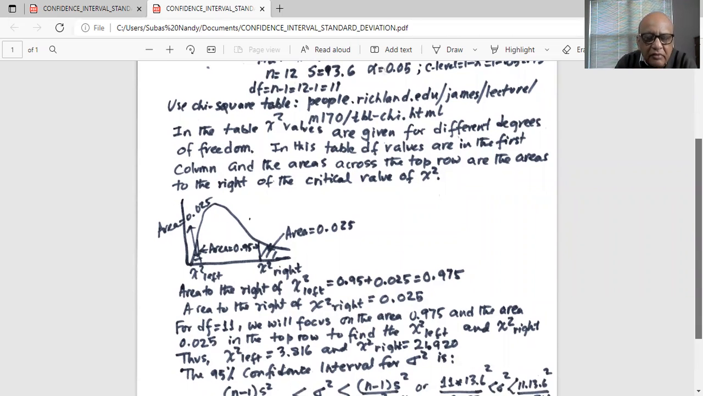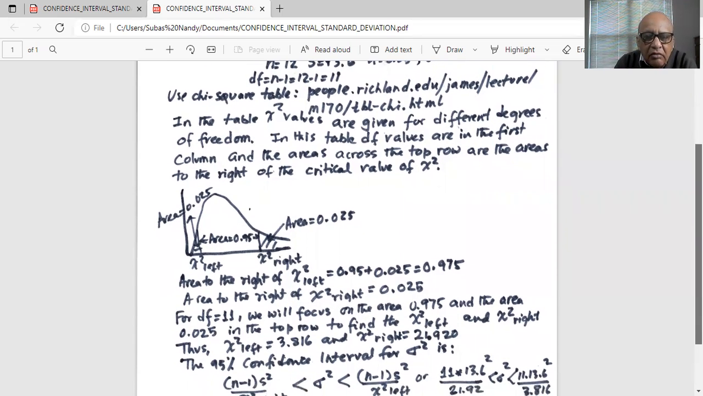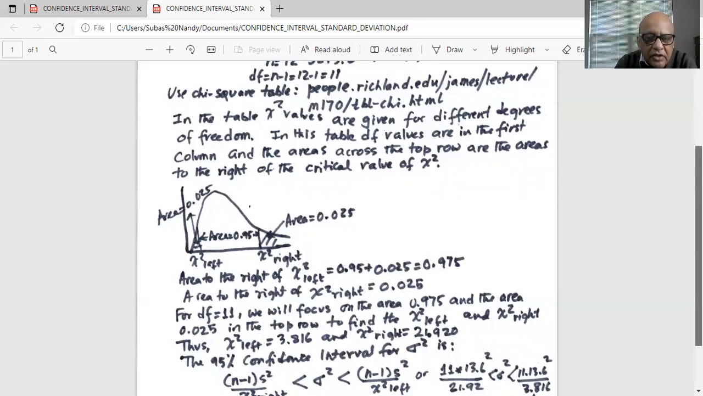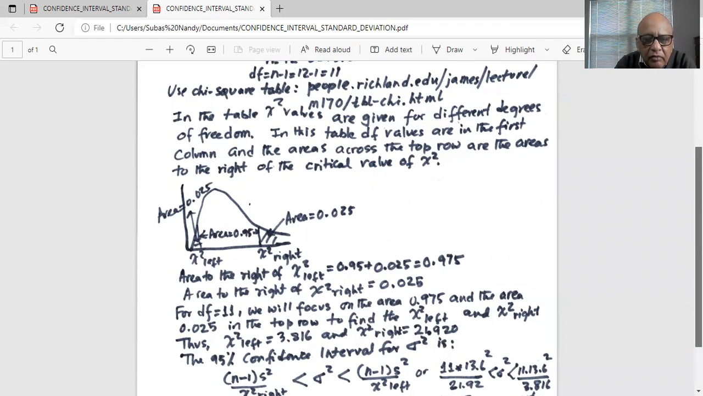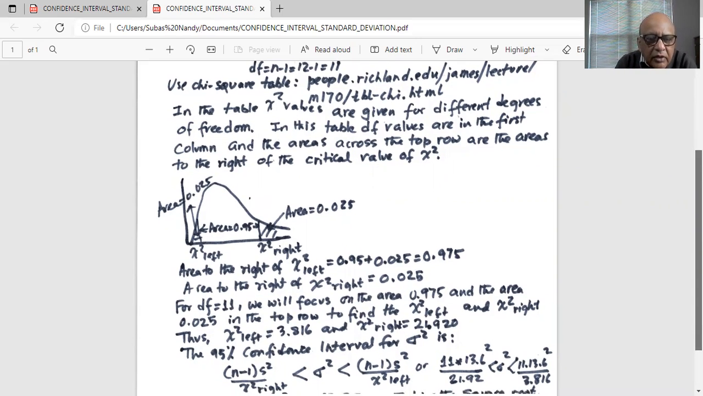I already discussed that my degrees of freedom is 11. We will focus on the area 0.975 and the area 0.025 in the top row. First, I will find chi-square left, and then I will find chi-square right. Chi-square left is 3.816 for degrees of freedom 11, and chi-square right is 21.920. This comes from inside the table that I have referred to at the top.